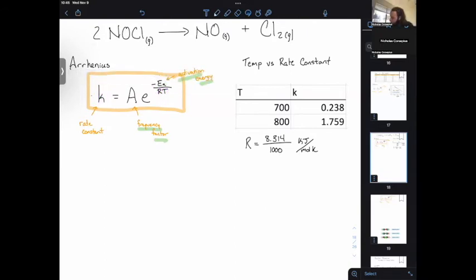Since we're trying to get to that activation energy, that's what we're going to focus on first. So activation energy, and we can even say we're going to solve for EA.